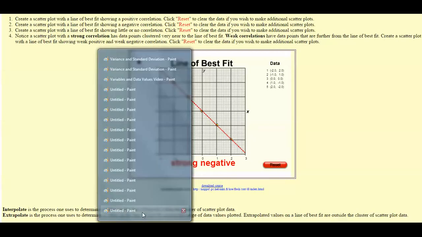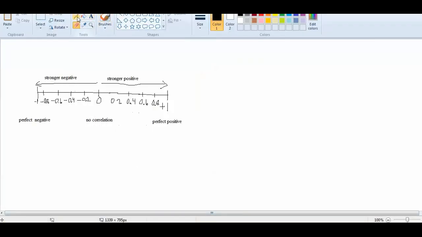Let's look back at this number line. So a data set on age and number of birthdays celebrated during a person's lifetime would give you a correlation coefficient of +1. A data set on number of hours awake per day and number of hours asleep per day would give you a correlation coefficient of -1. Because this one is a perfect positive correlation, this one is a perfect negative correlation.